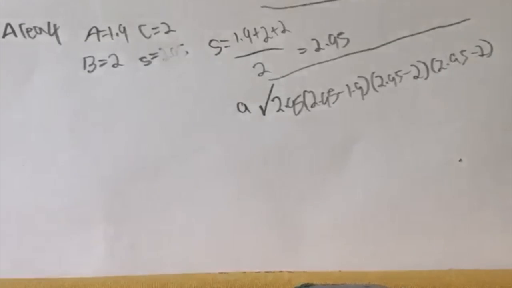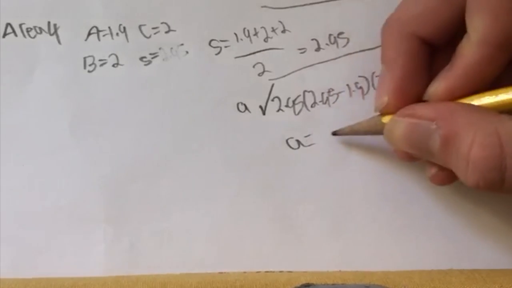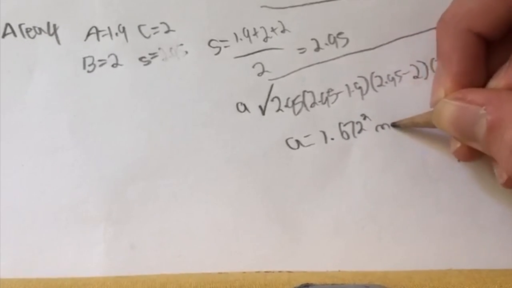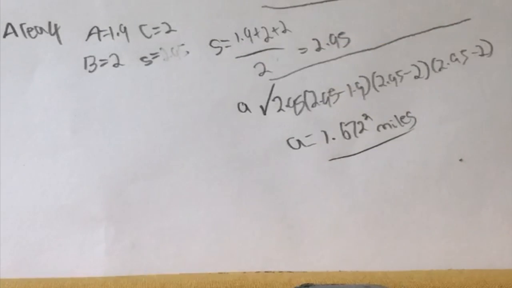We are going to get area, total area, is going to be equal to 1.672 squared miles. That is for triangle 3.